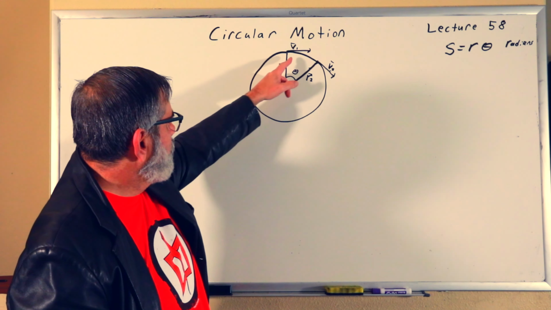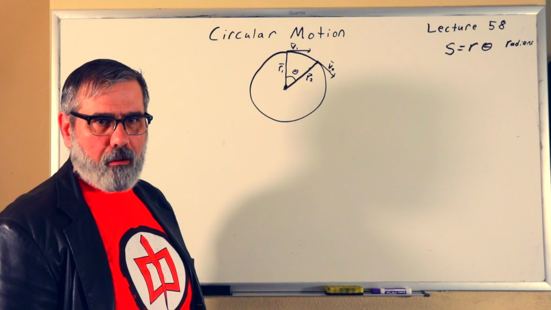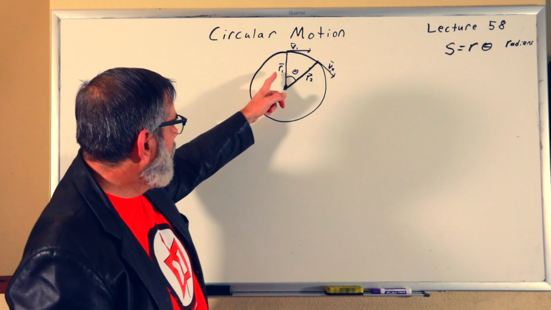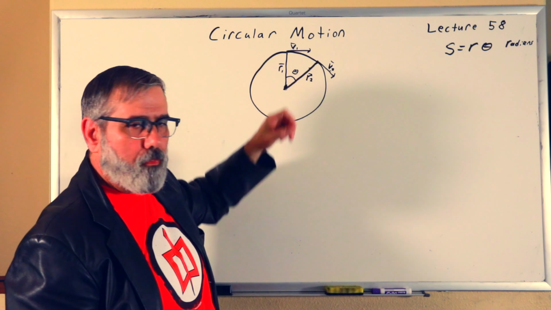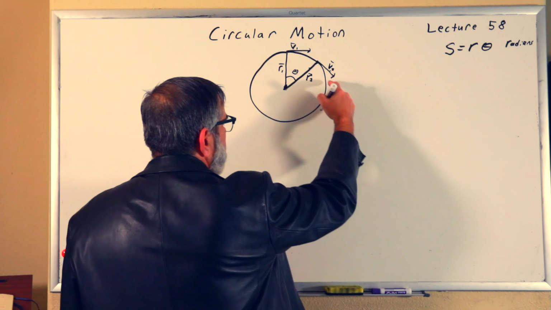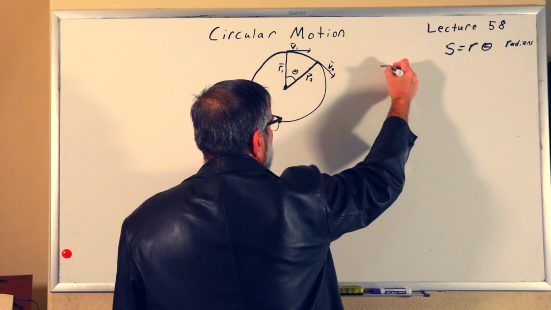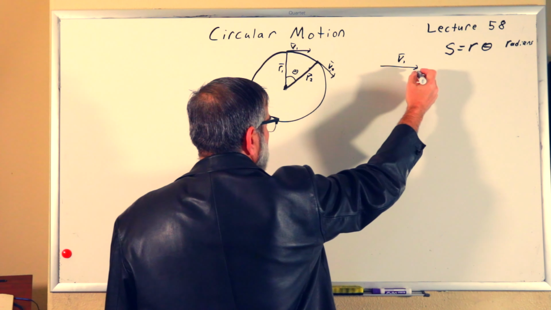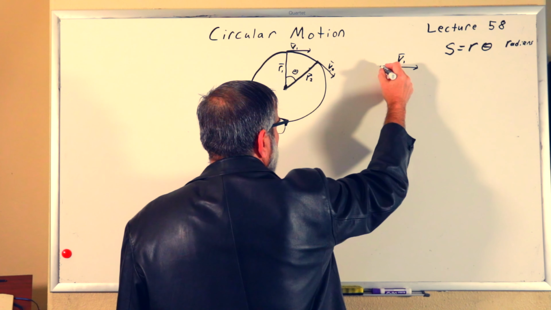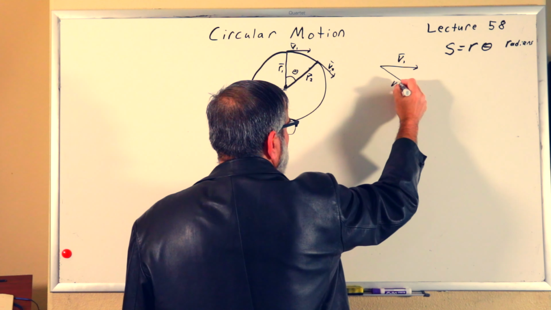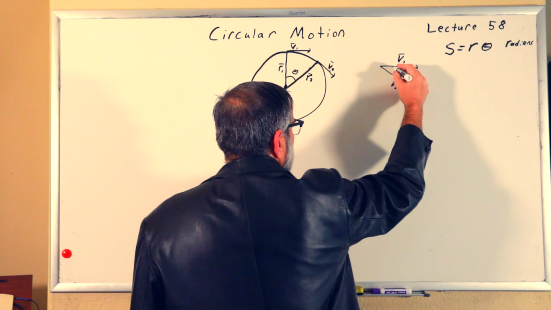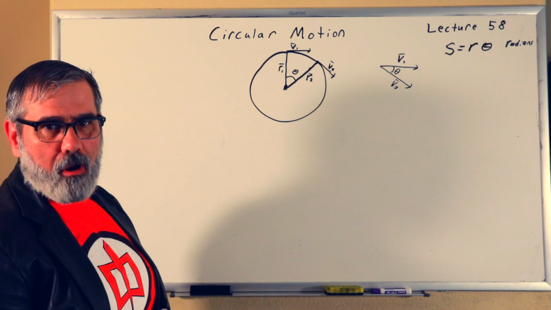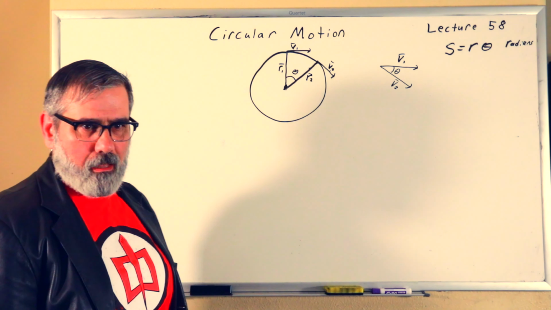Notice that v1 is perpendicular to r1, and v2 is perpendicular to r2. Because r1 and r2 subtend this angle theta, if I move these velocity vectors tail to tail, here's my v1 and here's v2, then the angle between them will be the same as this angle here. They're similar triangles. This is one of the harder similar triangles to see.